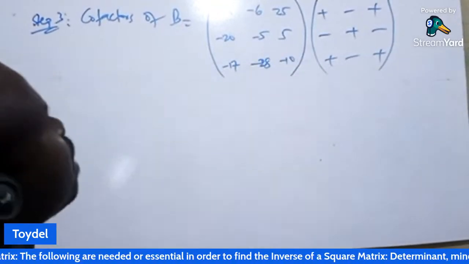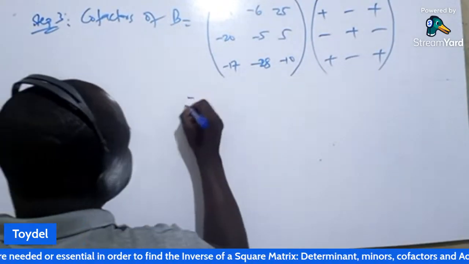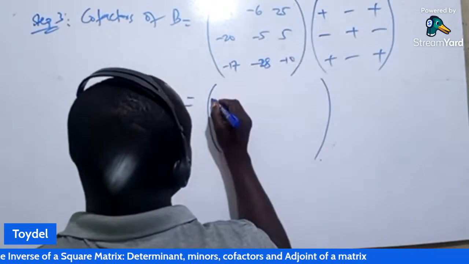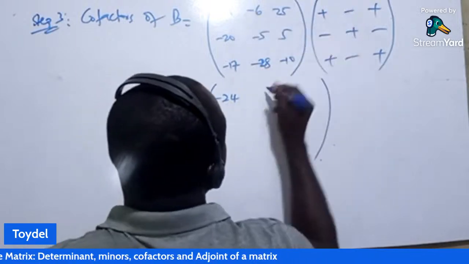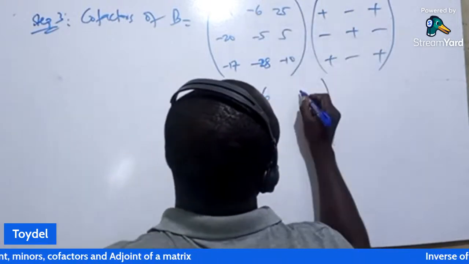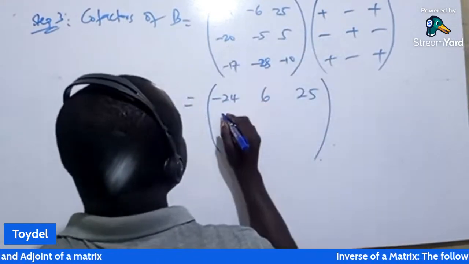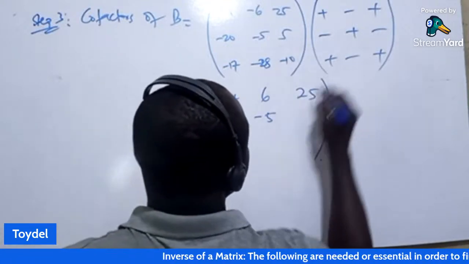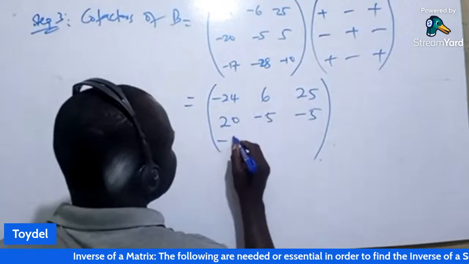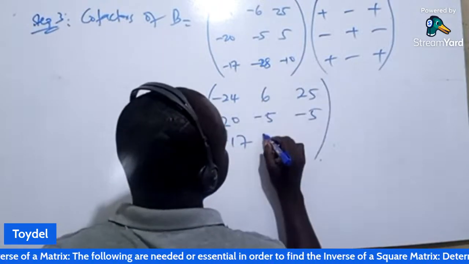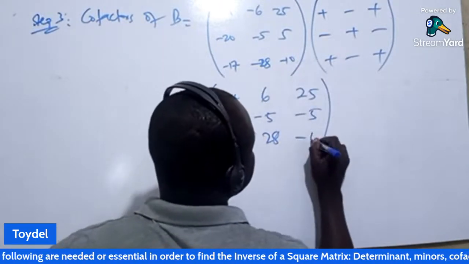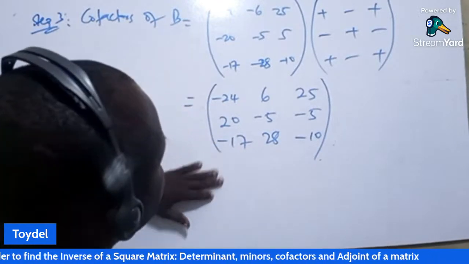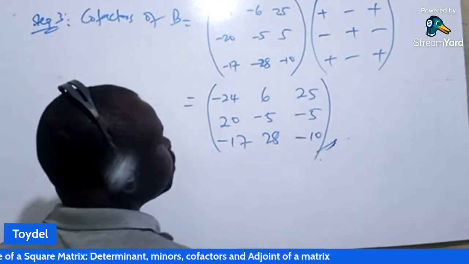So in case of 3 by 3, this is the appropriate sign. So when we relate this, what do we get? This is minus here, times plus is still minus. Minus times minus, plus. This is plus. The minus times minus, plus, that will be 20. Here will be minus 5. Then minus times plus, minus. Then we have minus 17. Minus times minus, 28. That's plus. Then minus 10. So the cofactor of B is this.